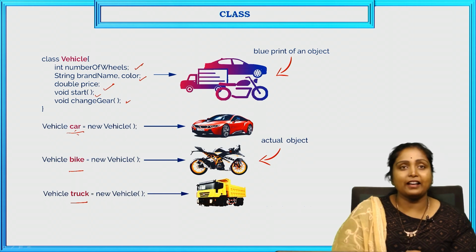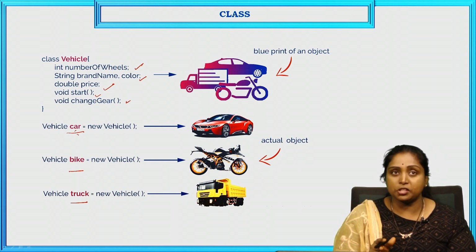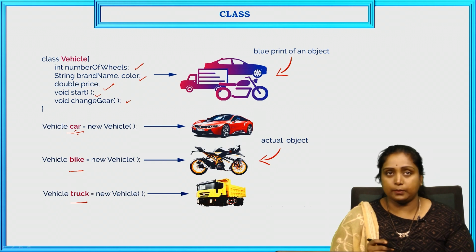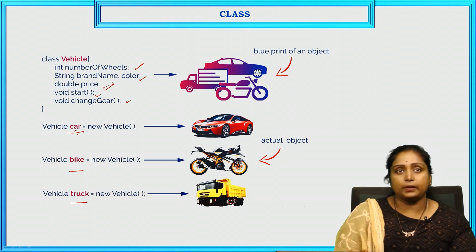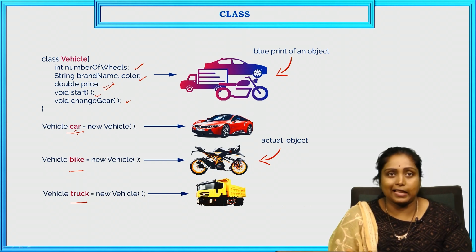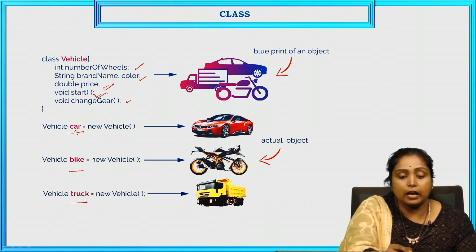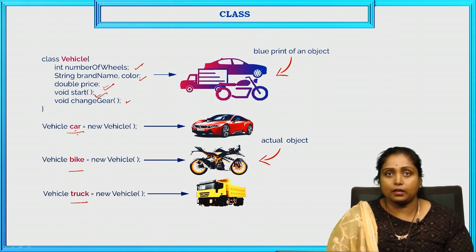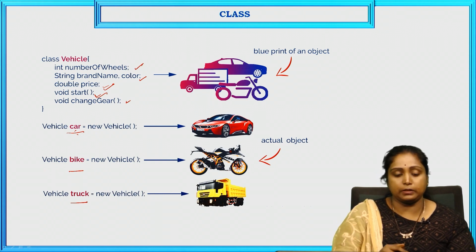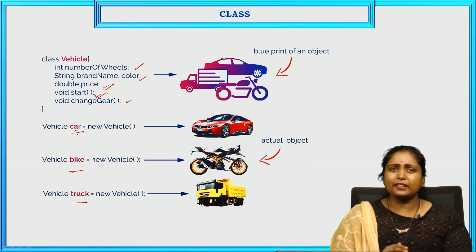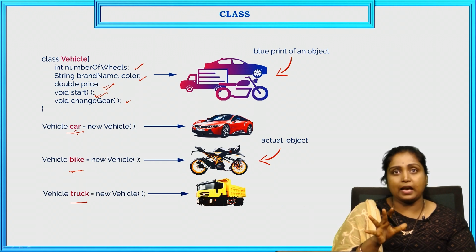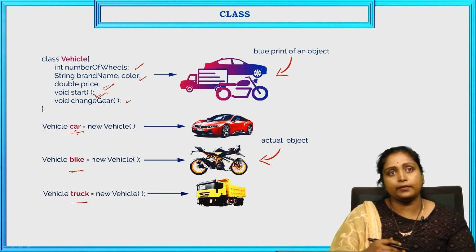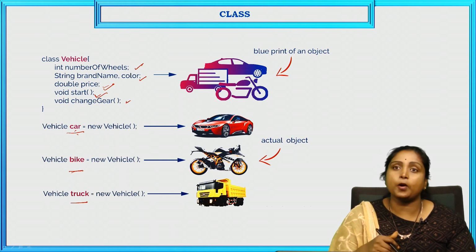So car has 4 wheels. The number of wheels has been changed here. And the brand might be Maruti, and color might be red. And price might be some 5 lakhs, 6 lakhs, like that. Whereas how you are going to start a car and how to change the gear, it has separate methods. And bike has only 2 wheels. When you compare these two objects, the blueprint is the same. So the class is the same for all the vehicles, whereas the property values will change.